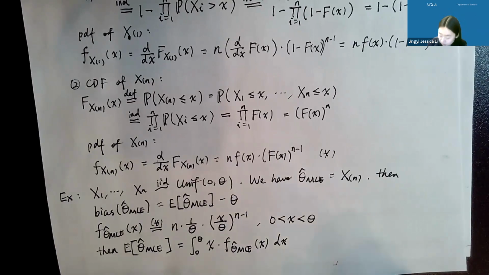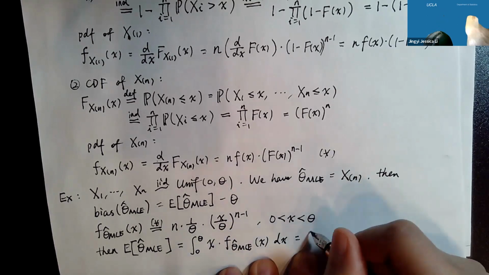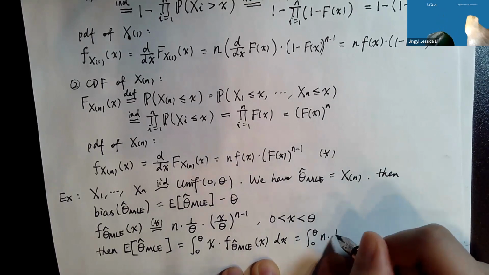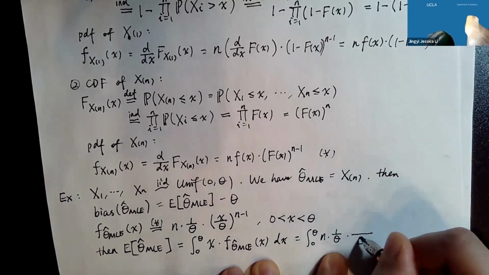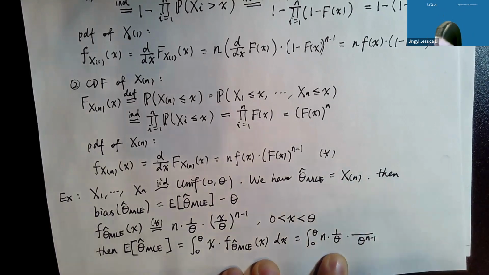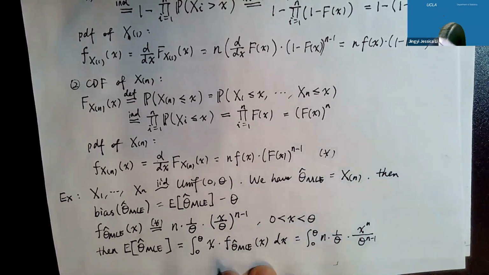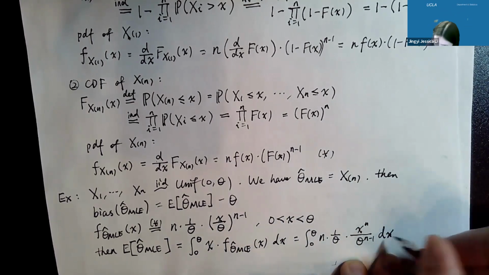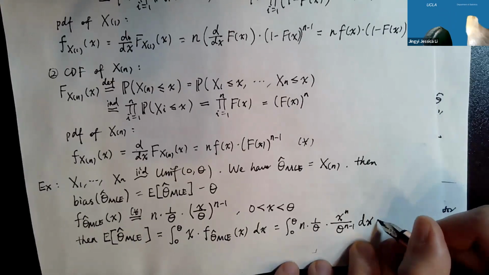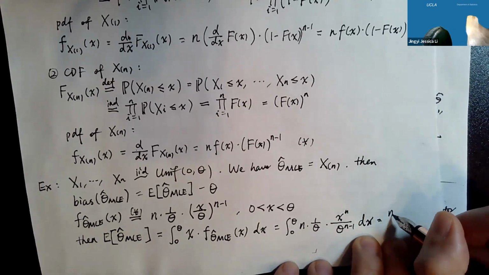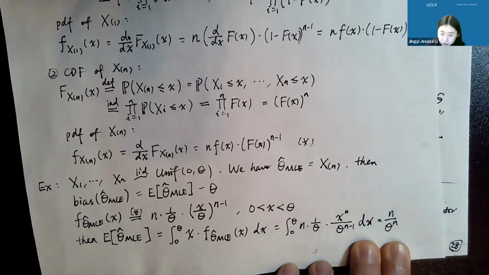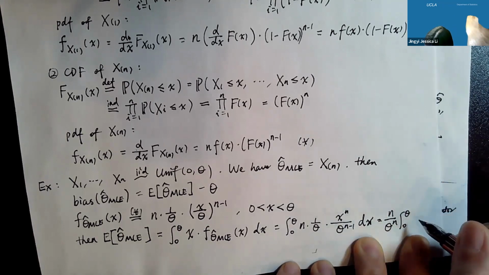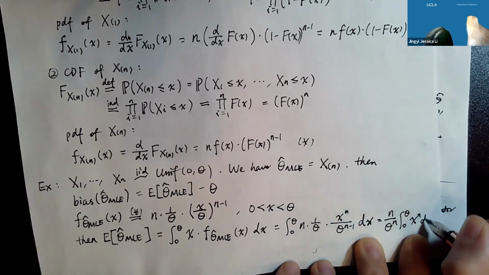Okay, so you can see what that is. I'm just going to simplify the formula directly. It's n times 1 over theta times theta to the power n minus 1, x to the power n, so I multiply x into this, dx. Let me simplify the terms a little more. I can get n and theta to the power n out of the integration. Inside the integration, I'm just left with x^n dx.